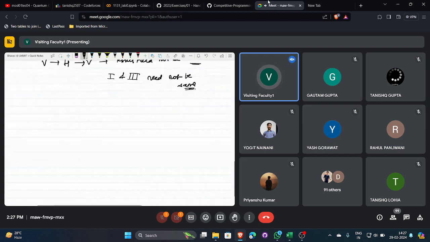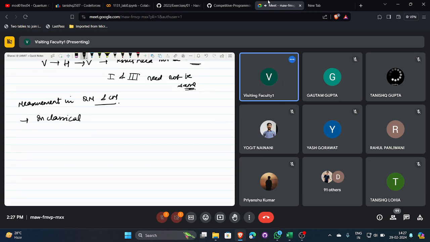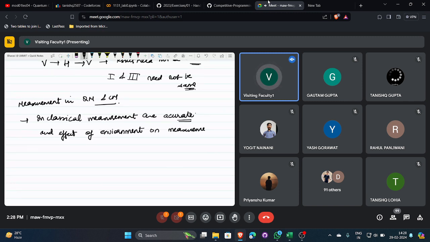So here gives an idea. That means if I compare measurement in quantum and classical, in classical, measurements are accurate, you are clear, and the effect of environment on measurement is negligible and further can be made negligible.